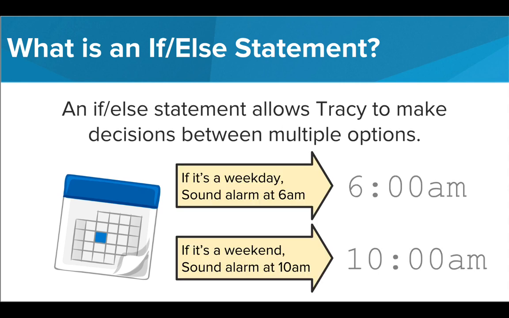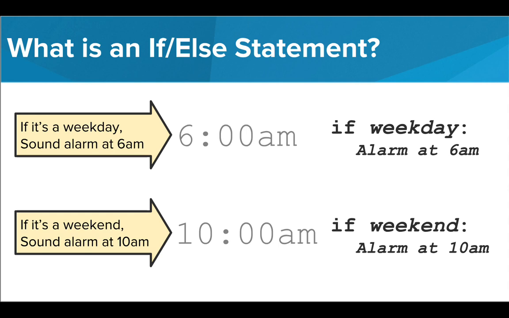An if-else statement allows Tracy to make decisions between multiple options. In this case, if it is a weekday, the alarm will go off at 6 a.m., and if it is a weekend, the alarm will be set for 10 a.m. In Python syntax, we would write if followed by our condition, and then indent the command we want to complete when the condition is met. But if we look closer, we notice there will never be a case where it is not a weekend and not a weekday. Our choices here are really one or the other, which is where else comes in.